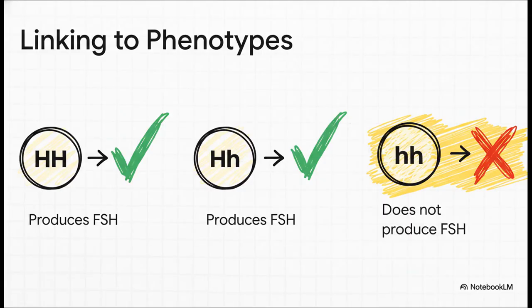And for that final, crucial 3rd mark, you have to link these genotypes to their phenotypes, what they actually do. This is the step so many people forget. You have to write out that hh is the genotype that means the person does not produce FSH. Without that final link, you can't get full marks. And just like that, you've shown exactly how the parents could have an affected child.